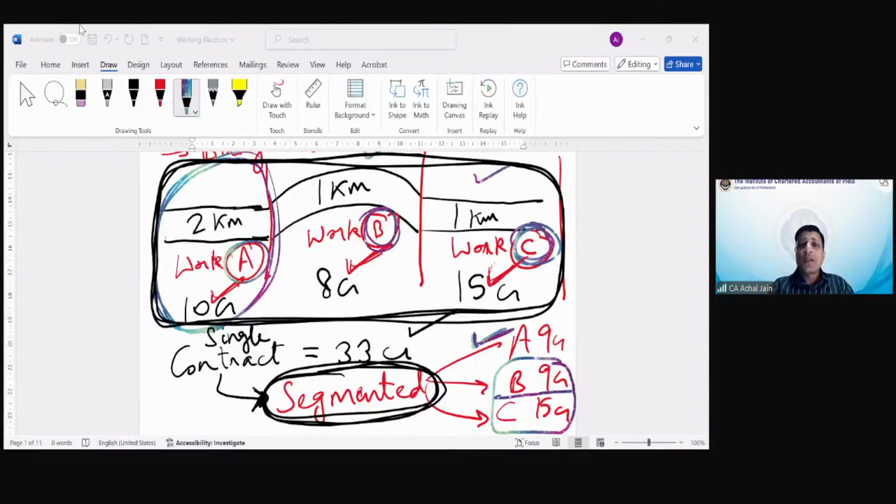Okay, so Kasak is asking, can we record percentage of completion? See, we can record percentage of completion. That's what we call proportionate recognition. In case it's a single contract and you are not clear as to what percentage is completed, that's how you'll approach.